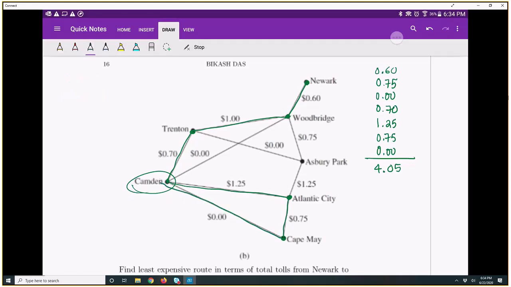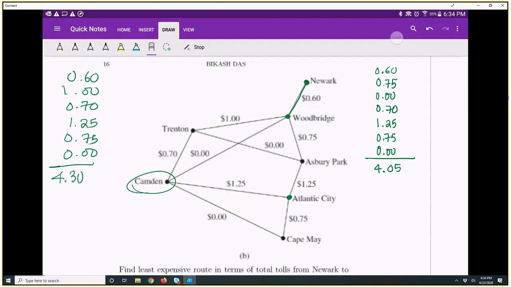So that's going to be 60 cents, $1, 70 cents, $1.25, 75 cents, and 0. So it does end up being cheaper to go this way.